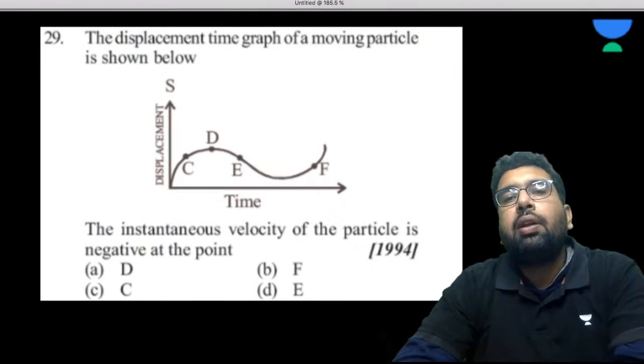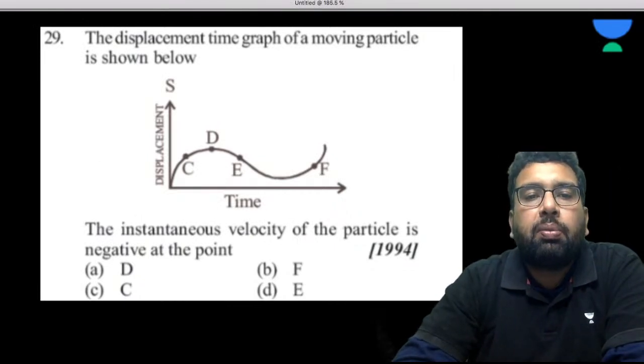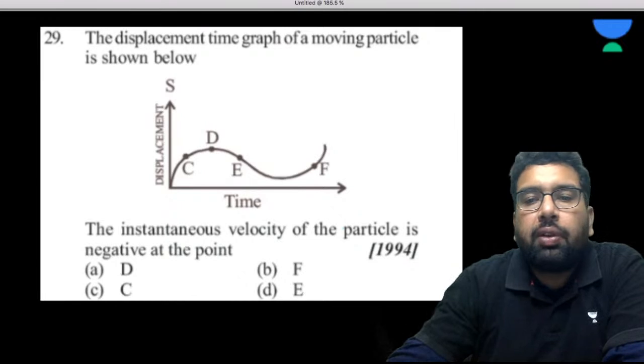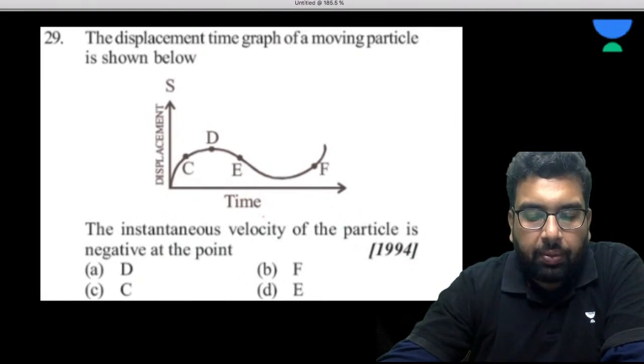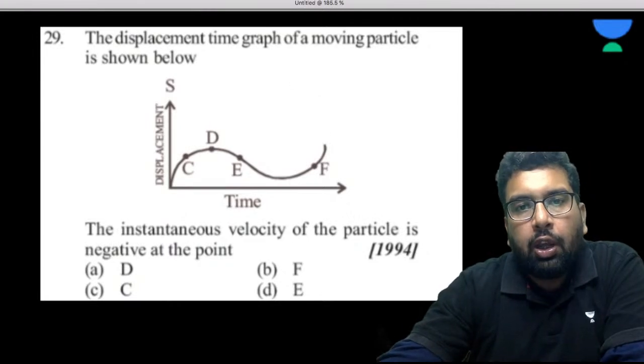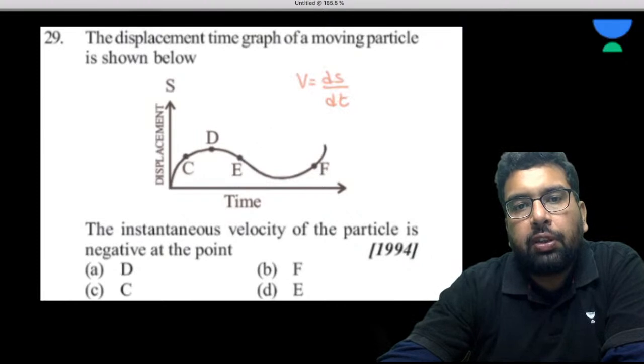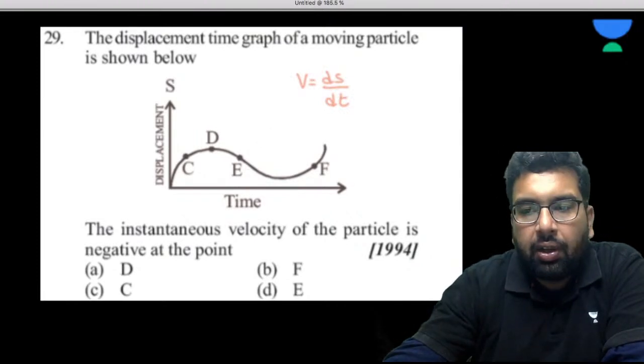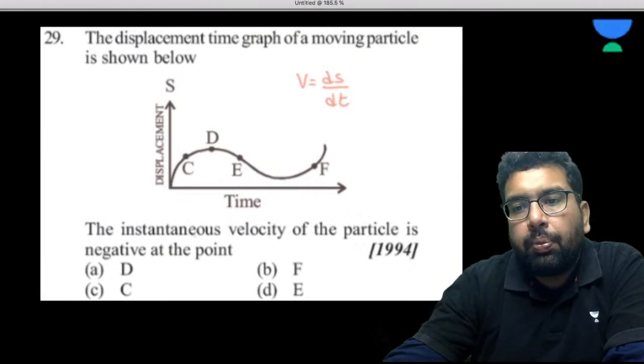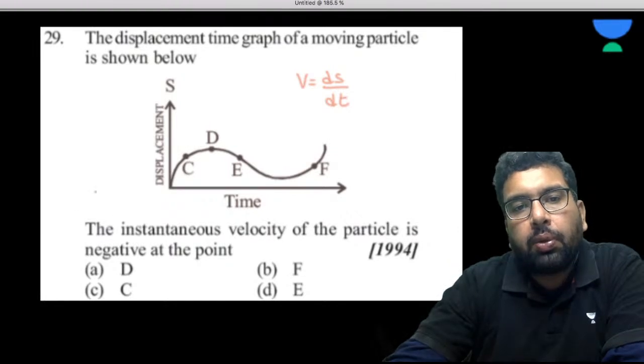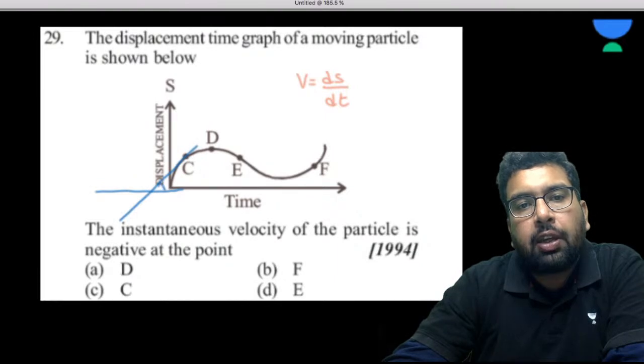A displacement-time graph of a moving particle is shown below. The instantaneous velocity of the particle is negative at which point? Now what is the instantaneous velocity? Instantaneous velocity is ds by dt, that is the slope of this curve. Now, if we observe the slope, what is going to happen? Let's observe. For C, this is an acute angle.